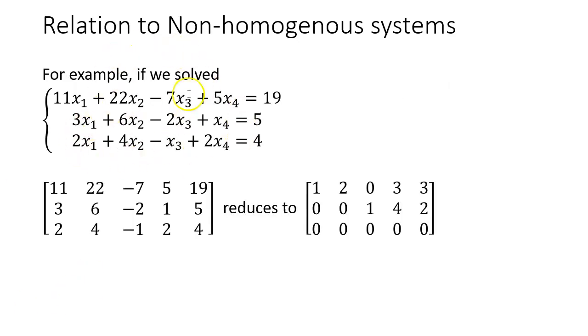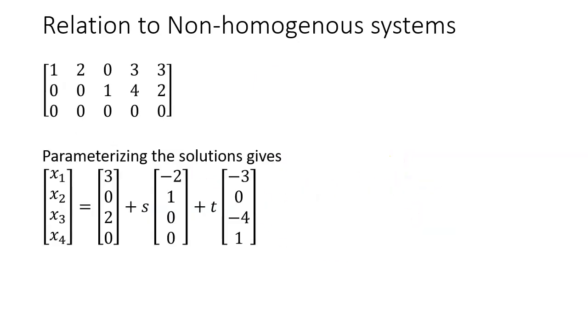So here's the same left-hand side, but now we have a non-zero right-hand side. And if we row reduce this, it reduces down to here. And then we could parameterize the solutions the same way we did before. You'll notice that this part here, the s times this vector plus t times this vector, is the same as what we saw with the homogeneous system. The only difference is this extra part here.